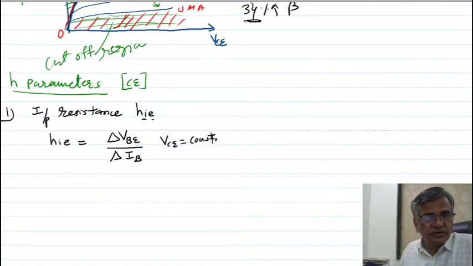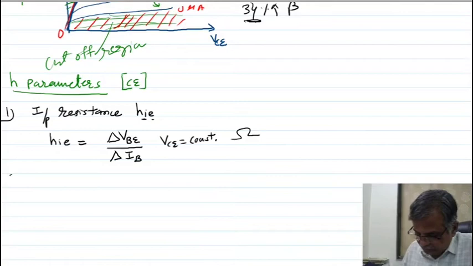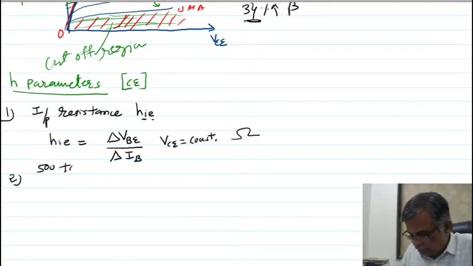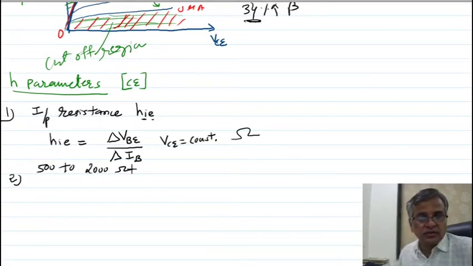The unit of this H parameter is ohm, and its value is of the order of 500 ohm to 2000 ohm. The input resistance of the common emitter transistor ranges from 500 to 2000 ohm.